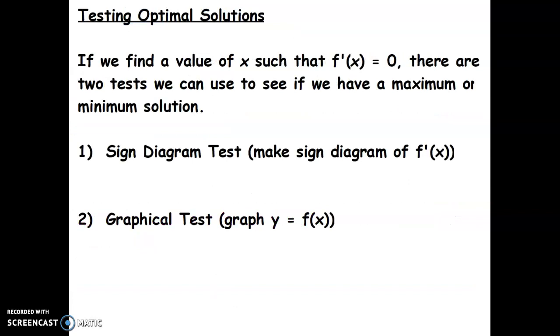Okay, so to test for our optimal solutions, we're going to find the value where the derivative is equal to 0. That's where most of our maximums or minimums are going to occur. And then we're going to make a sign diagram test. You could also do some of this graphically. Your calculator may or may not be very helpful for this because the graphs may be very large and go off the calculator. So the sign diagram test actually works out to be better for this usually.